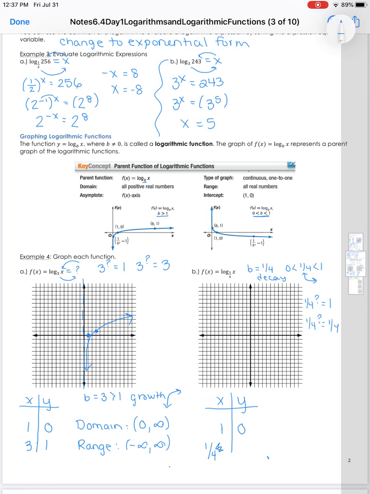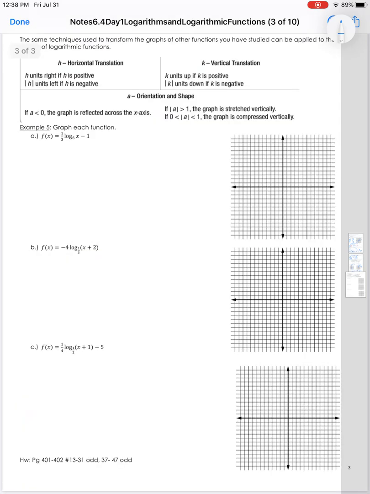1/4 to what power is equal to 1/4? Well, that would be 1. So that gets me 2 points to work with, which is really all you need. Okay, and you know it's coming down, but keep in mind it can't cross that y-axis. So our domain, again, it's going from 0 to the right, so 0 to positive infinity, and our range is going to be negative infinity to positive infinity for all of them.